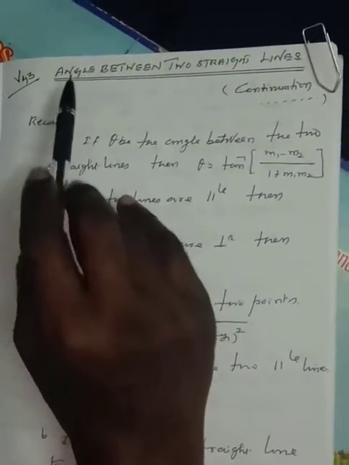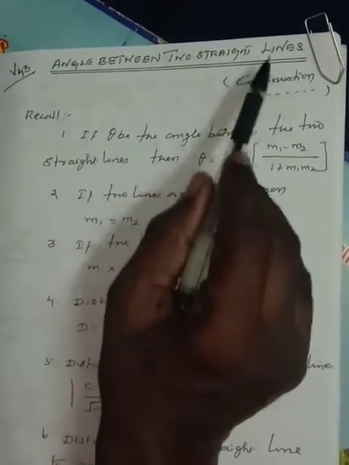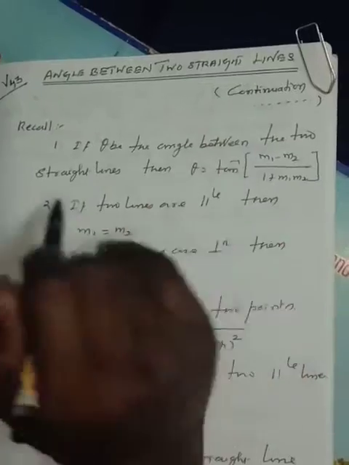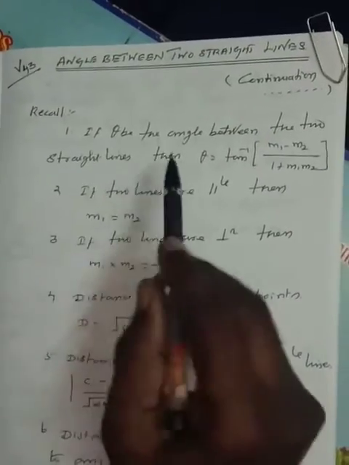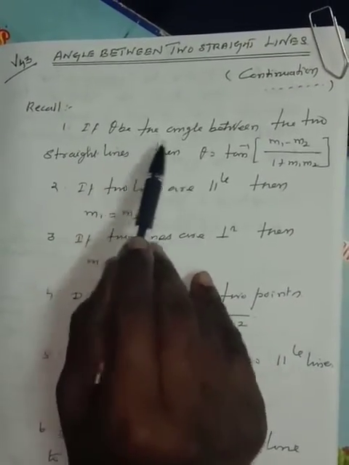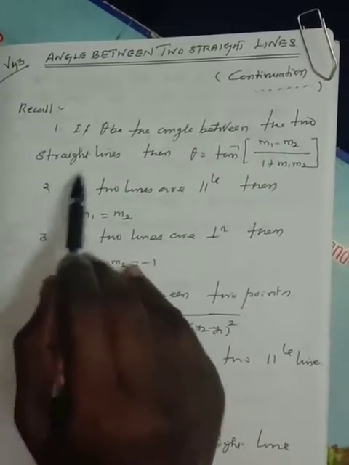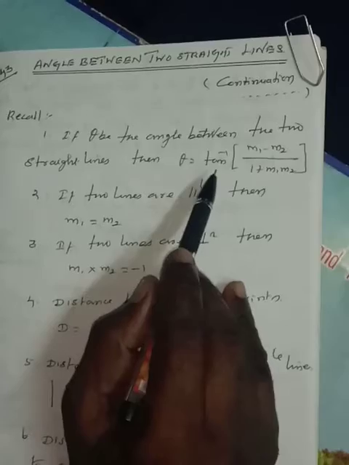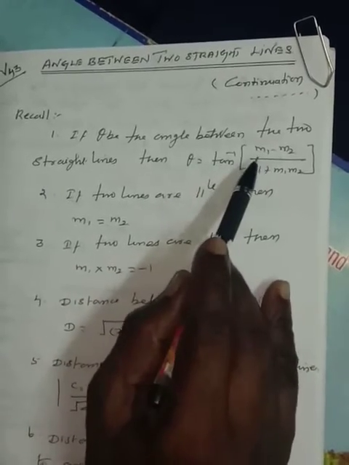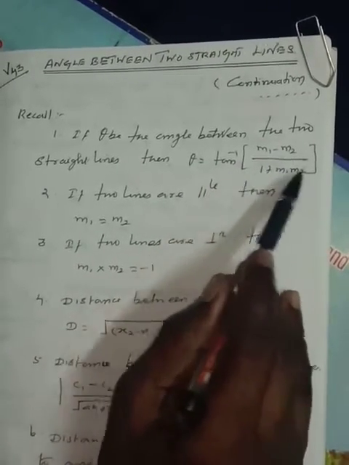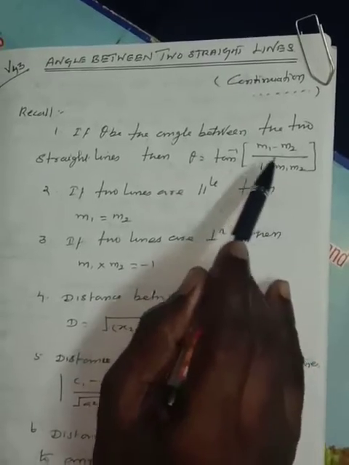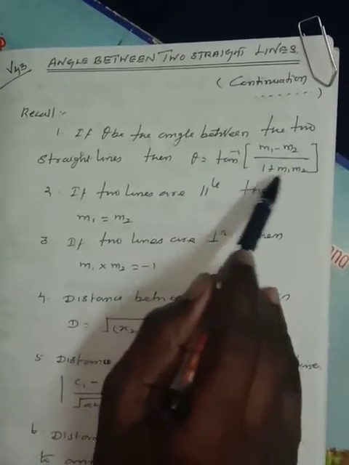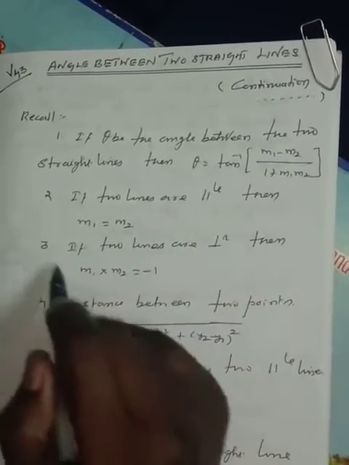Good morning, students. Today's topic is angle between two straight lines. Continuation. Recall the following formulas. Number 1: if theta is the angle between the two straight lines, then theta is equal to tan inverse of (m1 minus m2) divided by (1 plus m1 m2), where m1 and m2 are the slopes of the two straight lines.